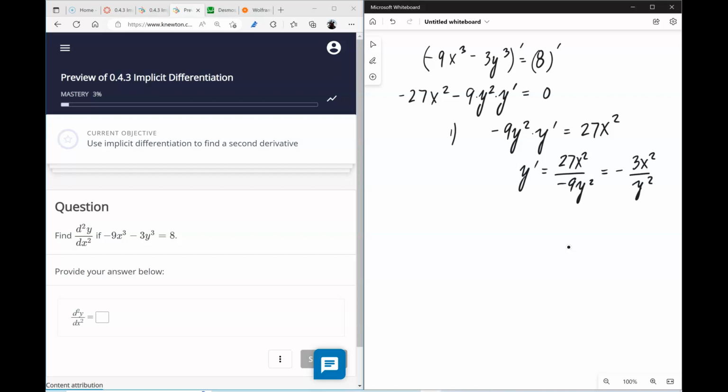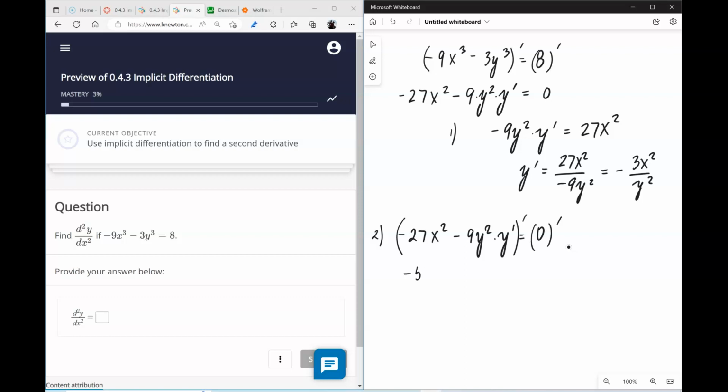And the second thing we're going to do, so this gives us the expression for y prime, and the second thing we're going to do is differentiate this again. So I'm going to copy this over. Remember, we're looking for y double prime, and one way or another we have to differentiate it twice. So let's take the derivative again.